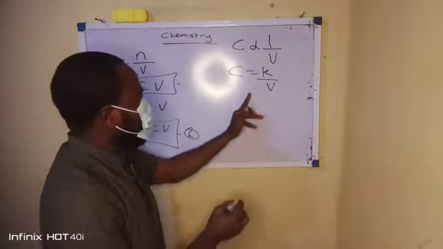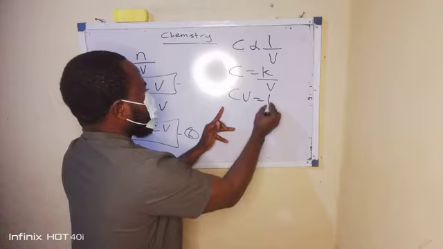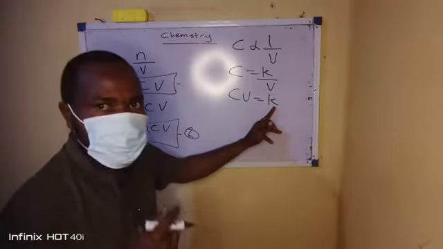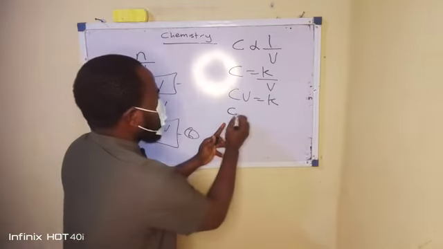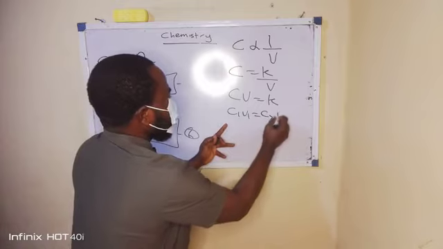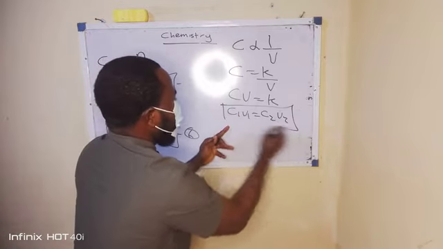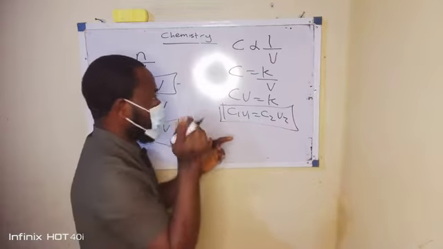Making sense. Cross multiply. CV is equal to what? K. What's my K? Constant. That means, of course, I can say C1V1 is equal to C2V2. Now, this formula is another deadly formula that you should put at the back of your mind. Not at the back, at the front.